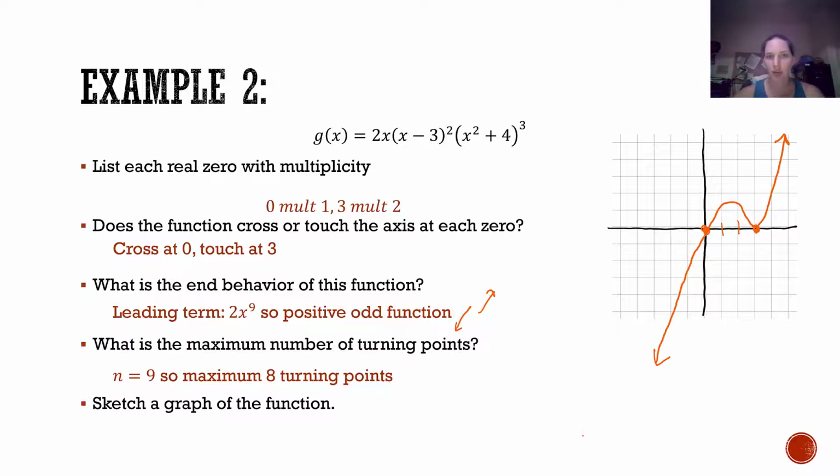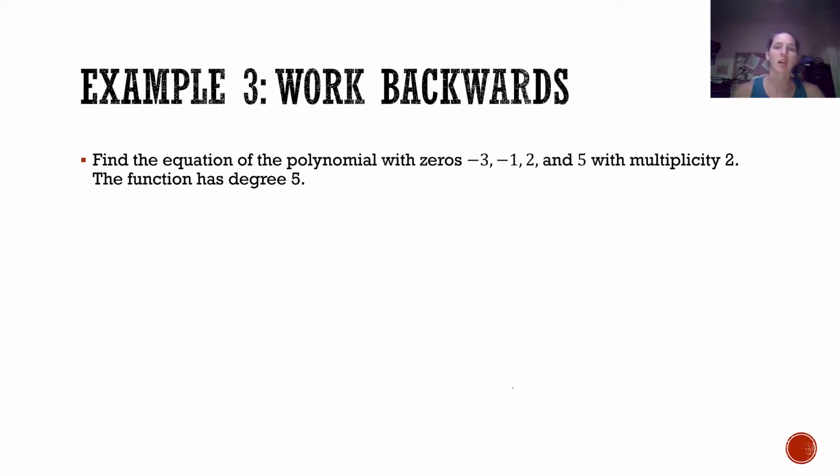Okay, that's not all we have to do with polynomials. Sometimes we have to work backwards. We want to find the equation of a polynomial with zeros -3, -1, 2, and 5. 5 has a multiplicity of 2, and the function has a degree of 5. Why do they tell us this part? Well, this degree of 5 part, it tells us that there aren't any more roots. I don't have to increase the multiplicity of any of these. I'm given everything I need.